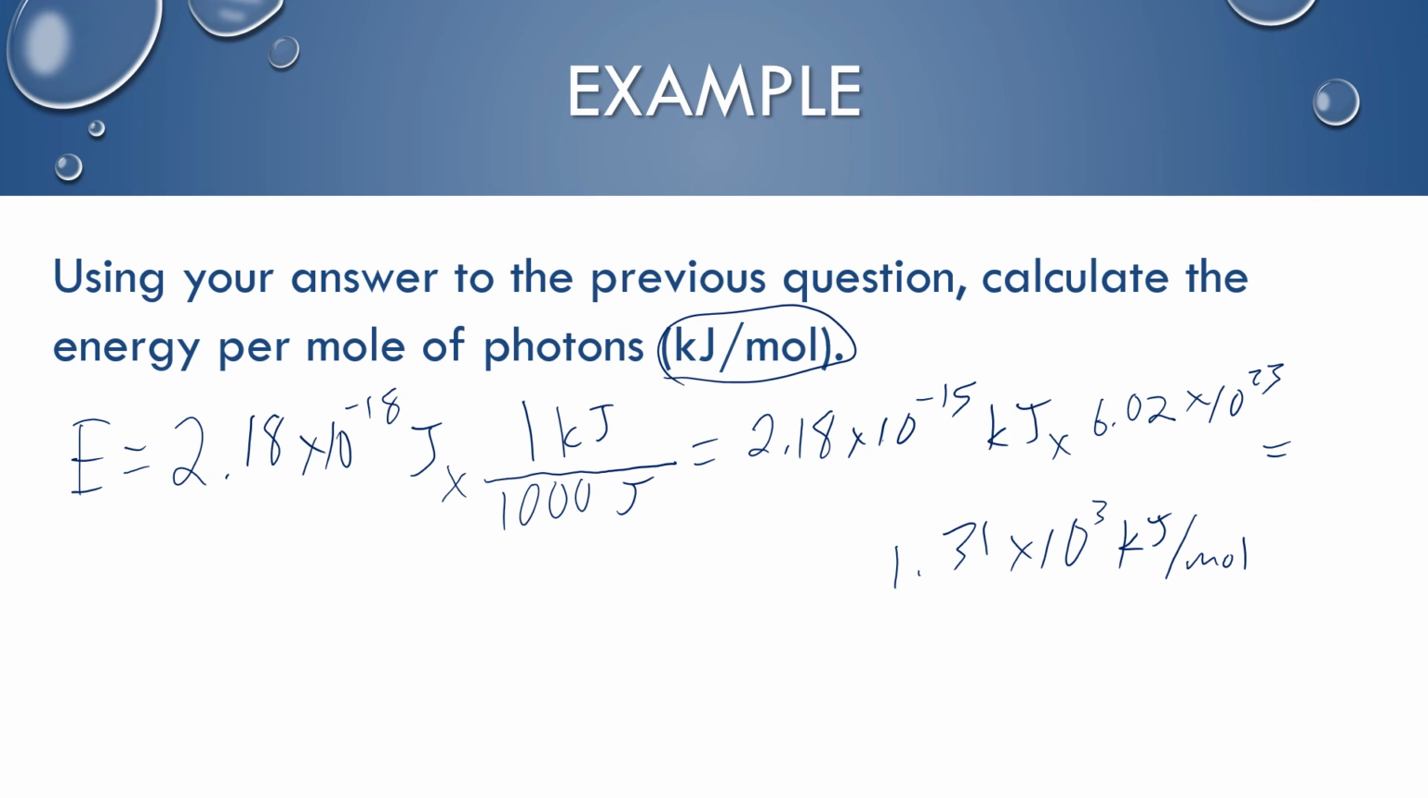So if you had a whole mole of photons, you would need this energy to get to that convergence limit and get the electron to emit from the hydrogen atom.